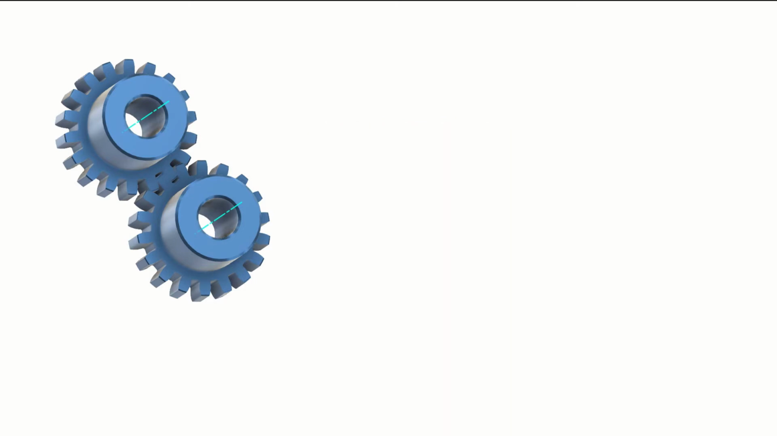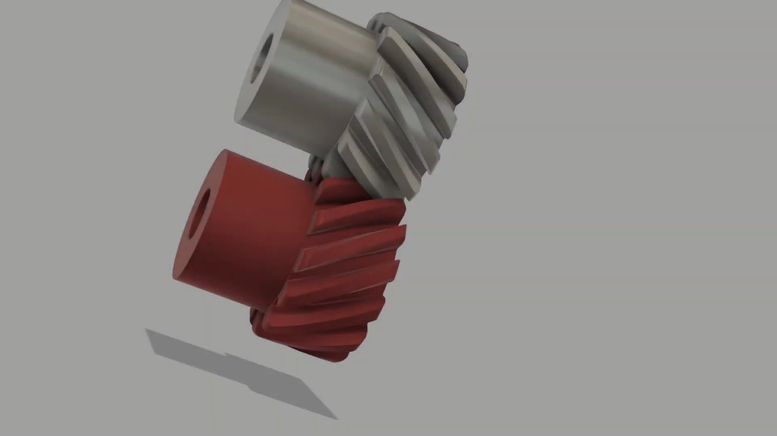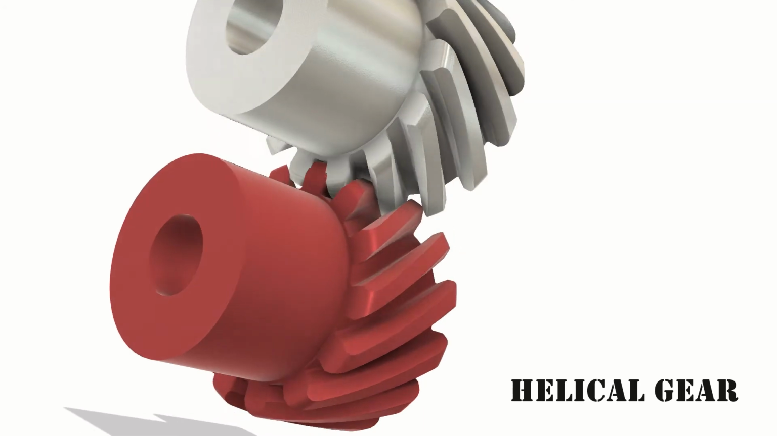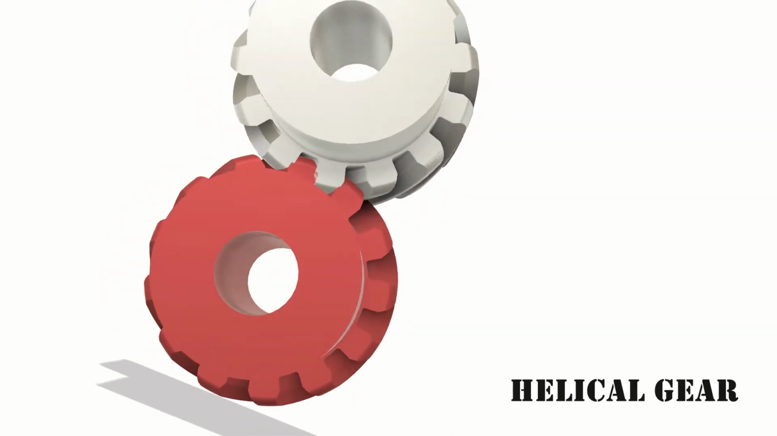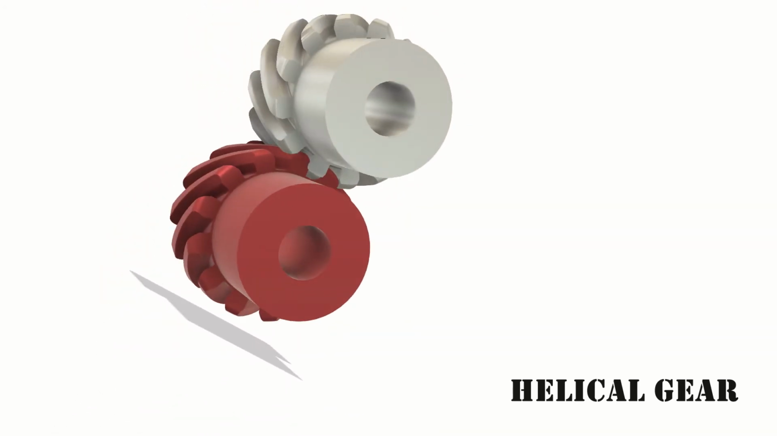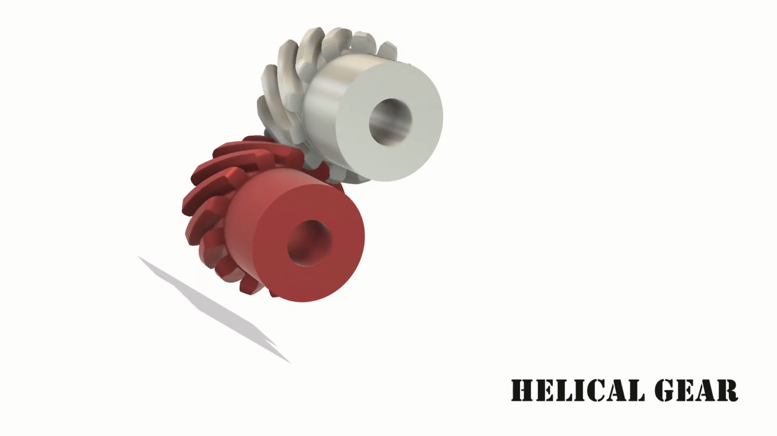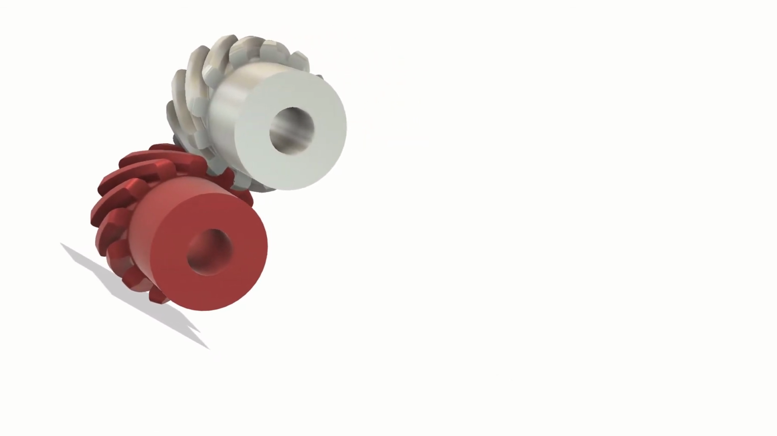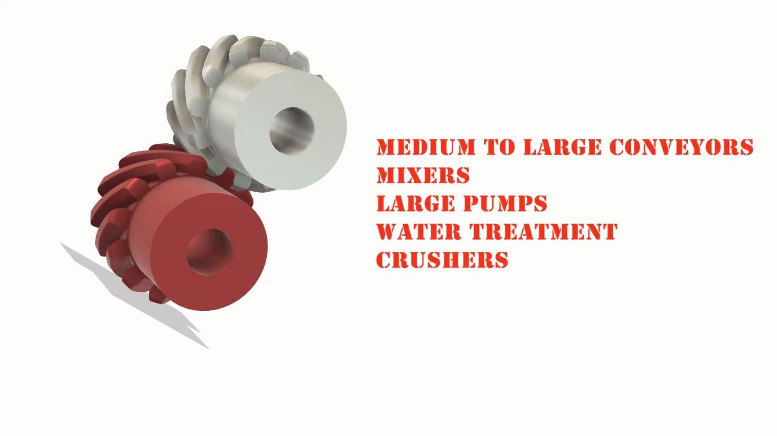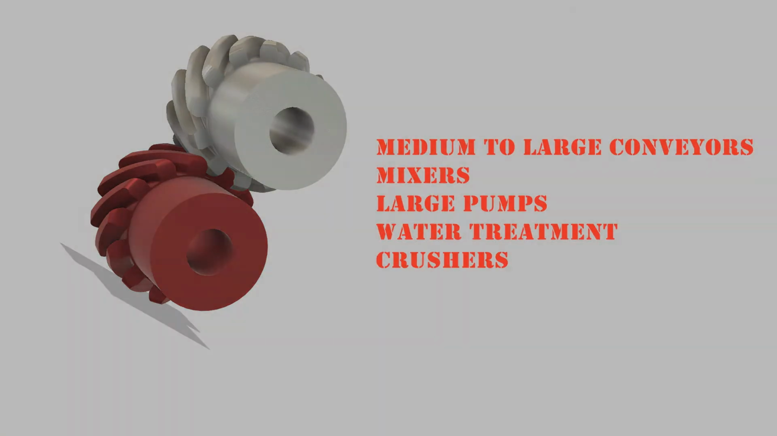Helical gears have teeth that are oriented at an angle to the shaft, unlike spur gears which are parallel. This causes more than one tooth to be in contact during operation, and helical gears can carry more load than spur gears. The major areas of application are medium to large conveyors, mixers, large pumps, water treatment, and crushers.